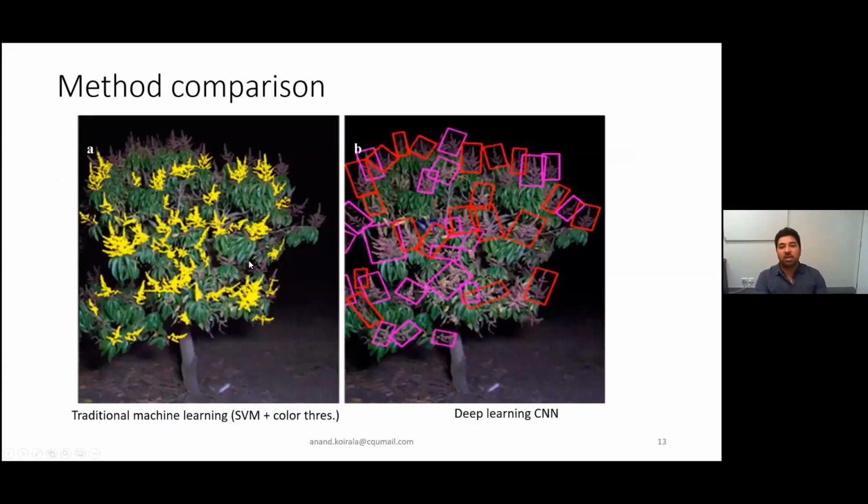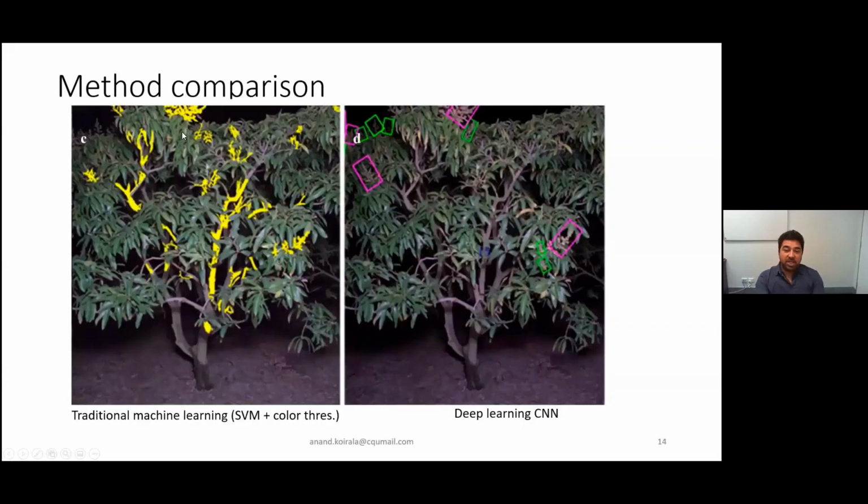So here's a little bit of a method comparison. On the left is where I've used traditional machine learning, a support vector machine plus some color thresholding. This segmented the flower pixels here. But you can see in this area there's a little bit darker, and that's why this method is not detecting the panicles or the flowers in this region, the crown of the tree. But on the right image, we have used deep learning, and you can see that even in the dark regions, you can still capture those.